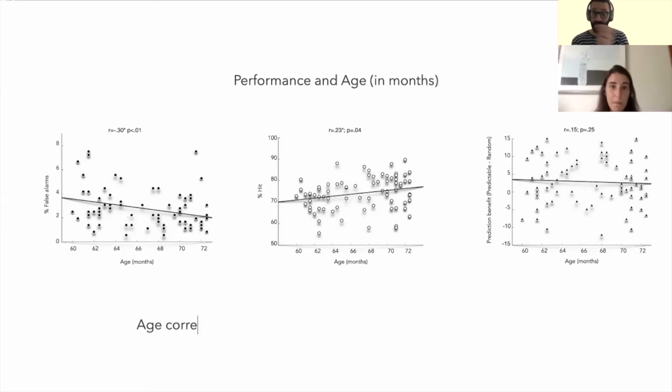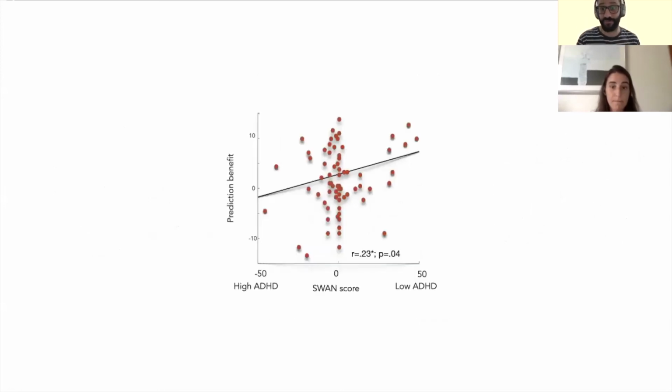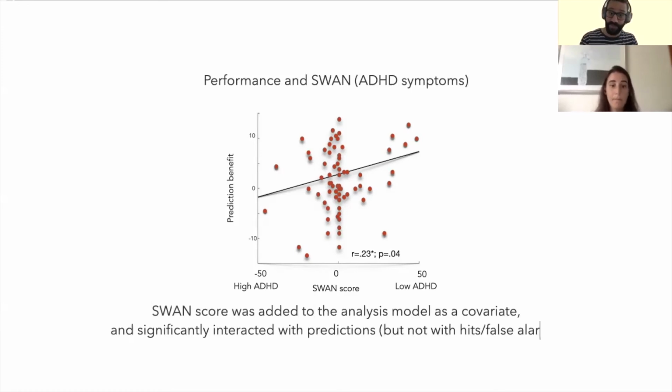We could take the same prediction benefit marker and look at how it changes with individual differences in attention skills, and we found a positive correlation and confirmed this correlation also when adding the SWAN score as a covariate in a linear mixed effects model. And the same SWAN questionnaire did not interact or correlate with hit rate or false alarms.